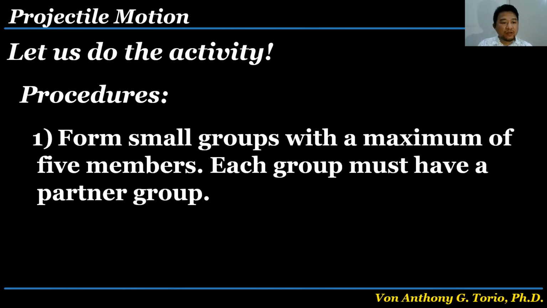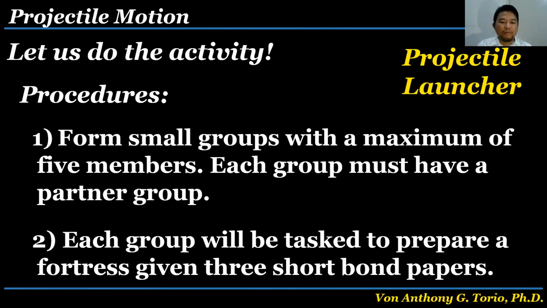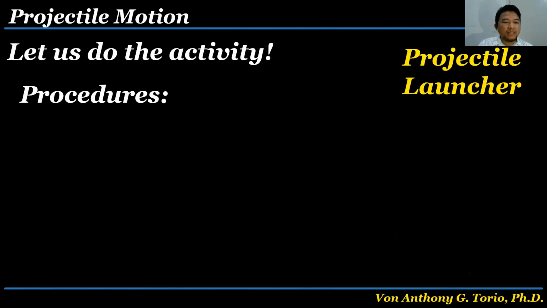And for the procedures, number one, you can form small groups with a maximum number of 5 members. And then each group must have a partner group to compare. And number two is each group will be tasked to prepare a fortress or a projectile for later that can be hit by the projectile, given 3 short bond papers.